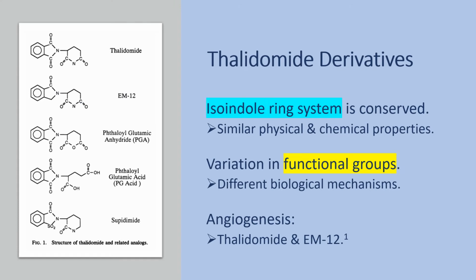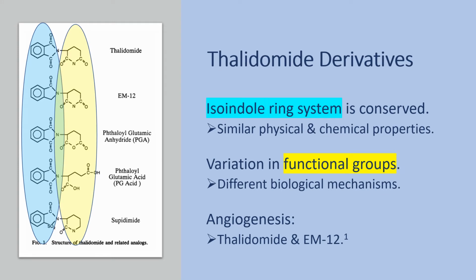Like many other drugs, thalidomide has been manipulated into several derivatives which have conserved regions and variable regions. In the figure, we can see that the isoindole aromatic ring system is highly conserved and responsible for similar properties. The variable regions are the functional groups branching from the ring, which are responsible for different biological mechanisms. Early research on thalidomide derivatives showed that thalidomide and EM12 have similar anti-angiogenic effects, which is supported by the fact that their functional groups are the same.